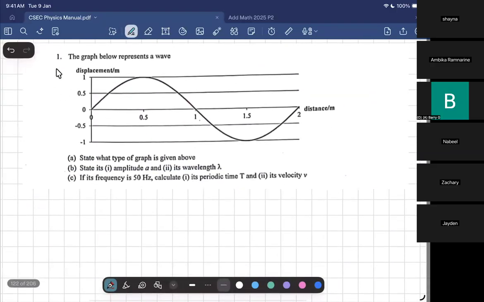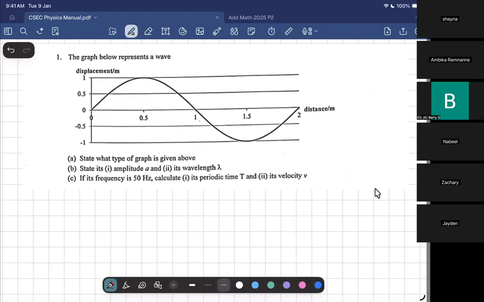In this type of question, what kind of graph do we have? Look at the axes, and it will tell you. A displacement graph? Not just a displacement graph. We have a displacement time graph? What's in displacement time? We have a displacement distance graph. Look at the axes. The axes will tell you: displacement distance graph. So that's the type of graph given.